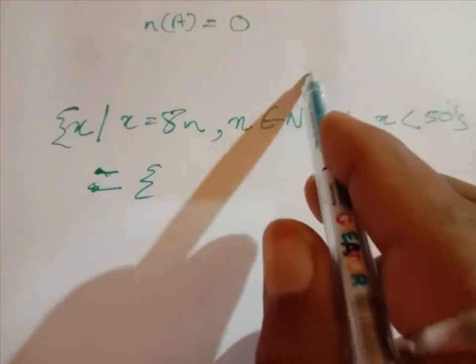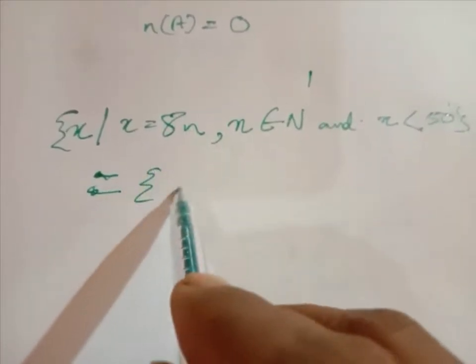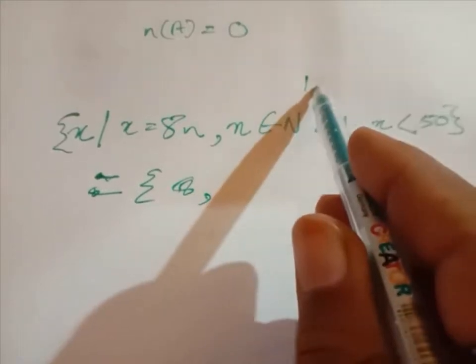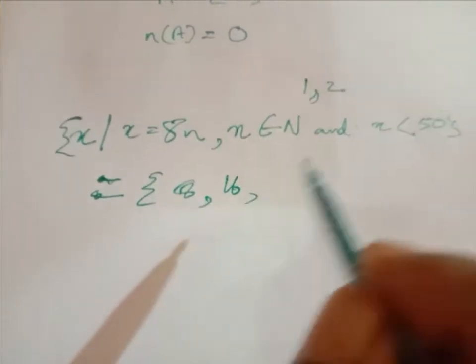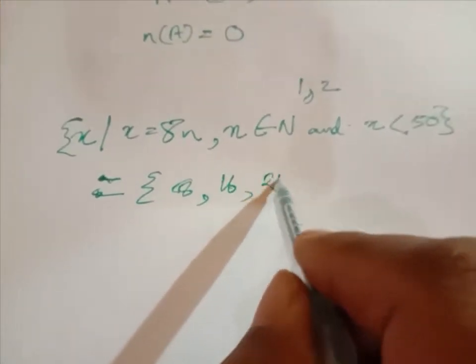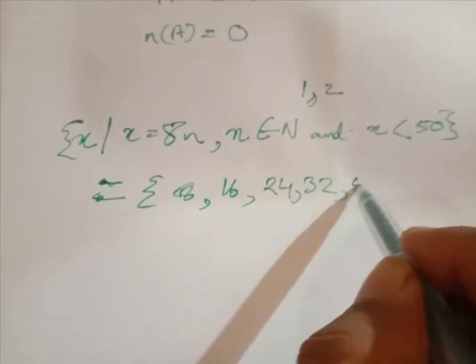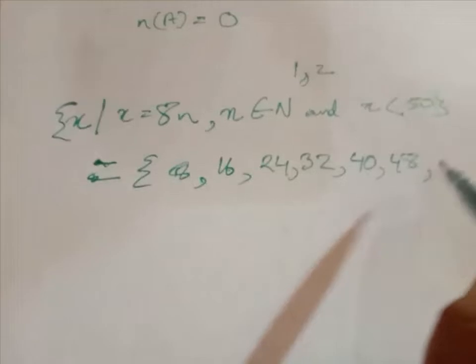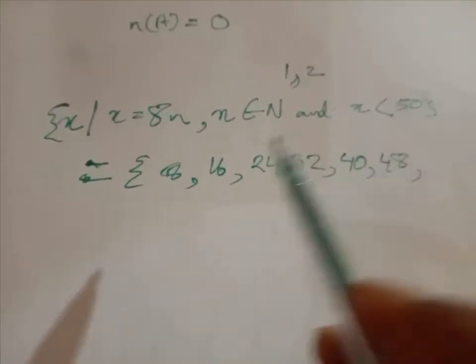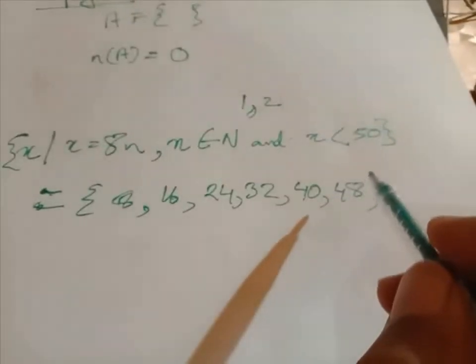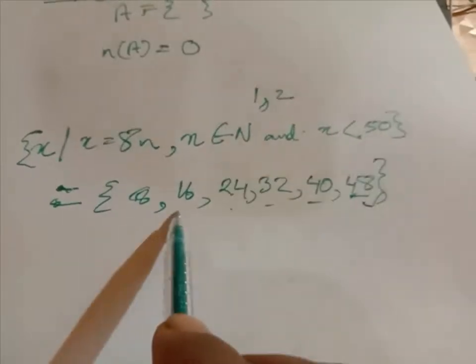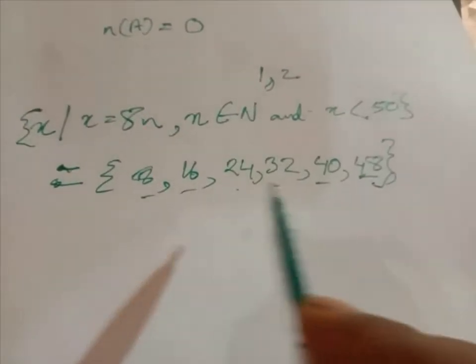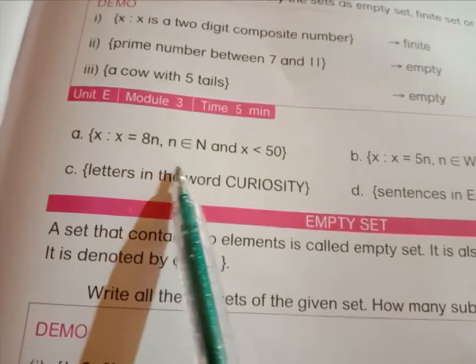If we consider the first natural number 1, so 1 into 8 is 8, comma, then the second natural number is 2, so 2 into 8 is 16, then 3 into 8 is 24, 32, 40, 48. Then no, we cannot write anything more because x should be less than 50. So our set ends here. That means 1, 2, 3, 4, 5 and 6 elements. Since the number of elements is countable, we will write that this is a finite set.